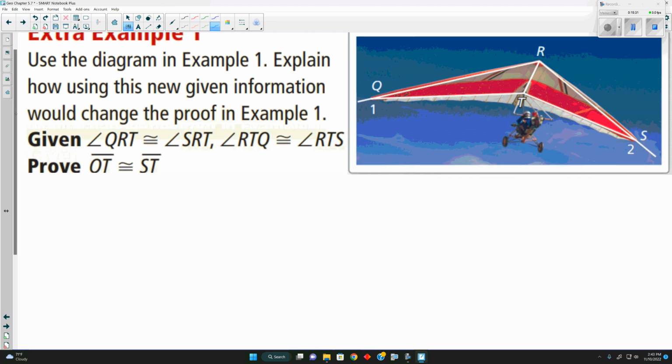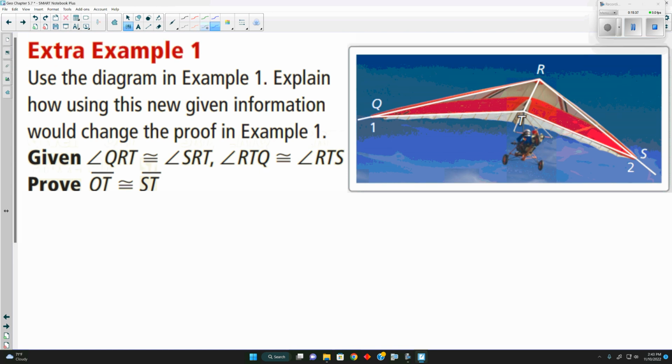Okay, use the diagram and explain how using new given information would change the proof in example 1. So the way we went about it. Now, they tell us that angle QRT is congruent to angle SRT. So these angles are congruent. They tell us angle RTQ is congruent to angle RTS. These two angles here. Prove that, I believe that's supposed to be, QT is congruent to ST. So we want to prove that these two sides here are congruent.